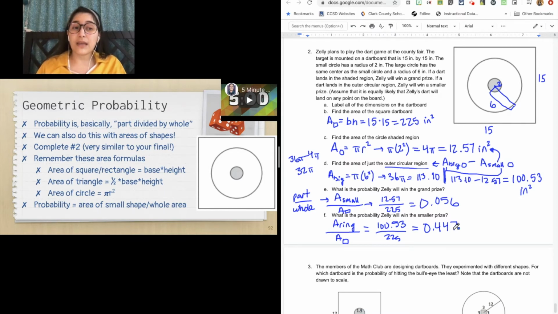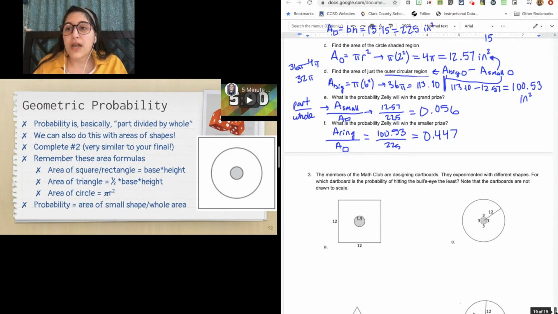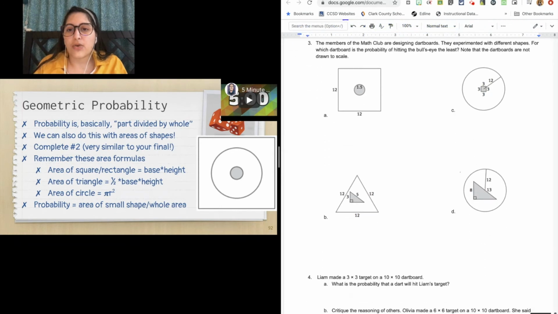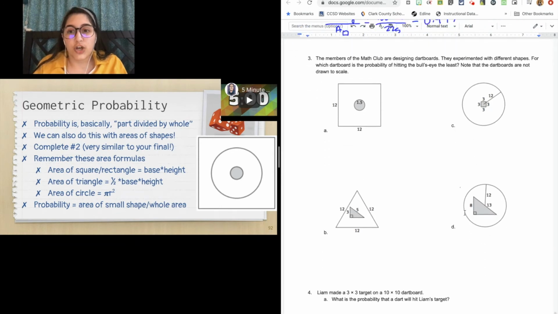So that in essence is geometric probability. So we're just combining a lot of the stuff that we did with area with this idea of part divided by whole. So it's a good review and combination of a lot of those things. Okay. So I'm not going to work out and explain every single one of these dart problems, but I will set them up for you so that you can try them on your own.